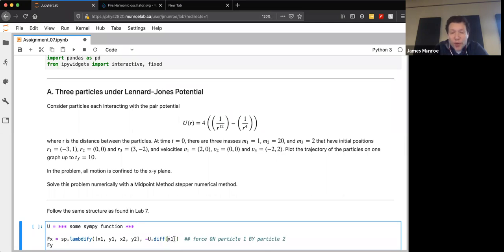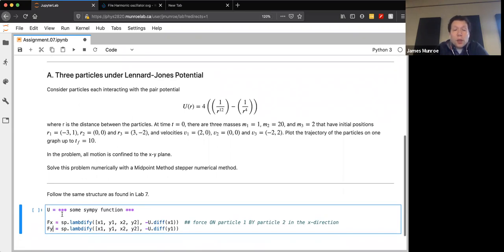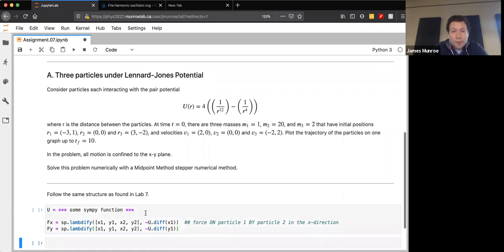When you take the derivative with respect to x1, that's going to be that component in the x direction. And that's the important part here. Pair of particles, you're going to get that structure. You can do it not only for Fx, you can also do it for the y component. For this to work, you're going to have to write r in terms of x1, y1, x2 and y2. So that's the first big idea.